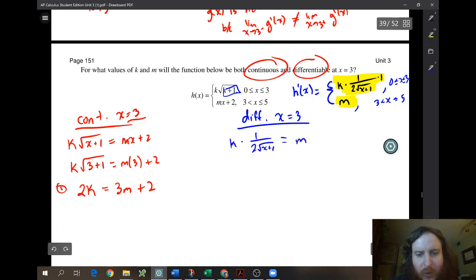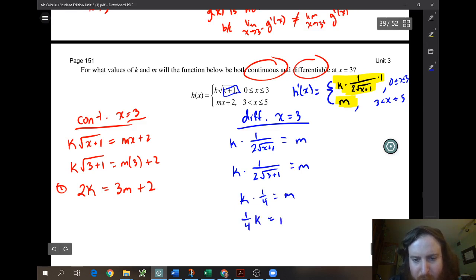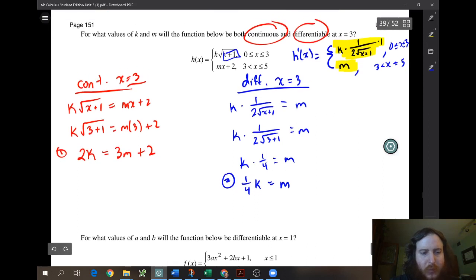And again, it's at 3, so we're going to plug in 3. k times 1 over 2 square root of 3 plus 1 would have to equal m. That's square root of 4. Square root of 4 is 2. 2 times 2 is 4. So k times 1/4 equals m, or 1/4 k must be equal to m. So this is our second equation. Now we have two equations and we have two unknowns. So what we can do is solve one and then substitute.